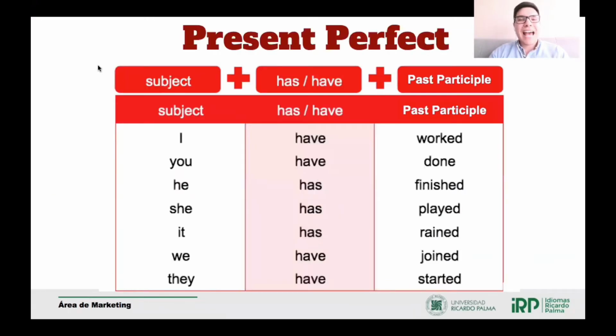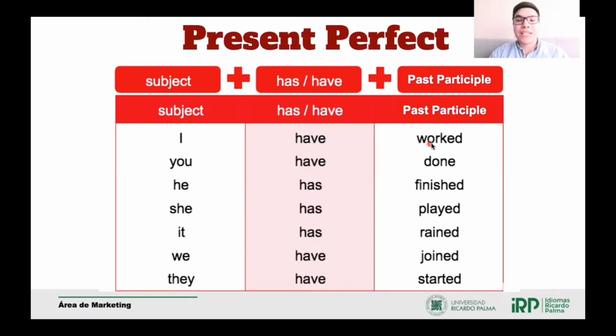Now, this is how we create the present perfect. First, we use the subject over here. Then we use has or have. And then finally, we use the past participle. So let's look at this.